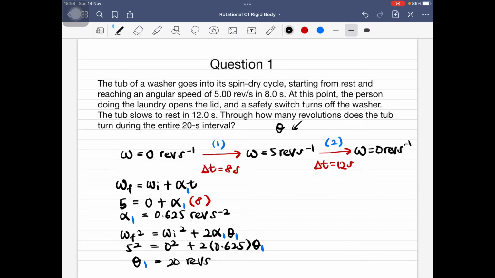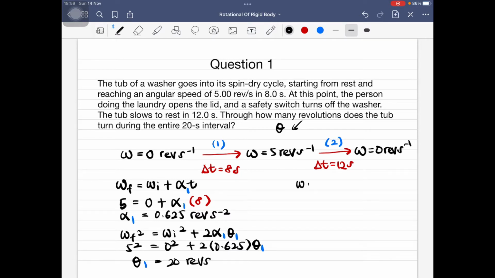Now we're going to calculate for the second part. So after it reached 5 revolutions per second, somehow the lid is open and the angular speed is decreasing, and then finally it stops, and that change from 5 to 0 takes place in about 12 seconds. So this will be another kinematics equation, which is angular kinematics, and I'm going to apply the same equation. Okay, so first kita akan cari dia punya angular acceleration.